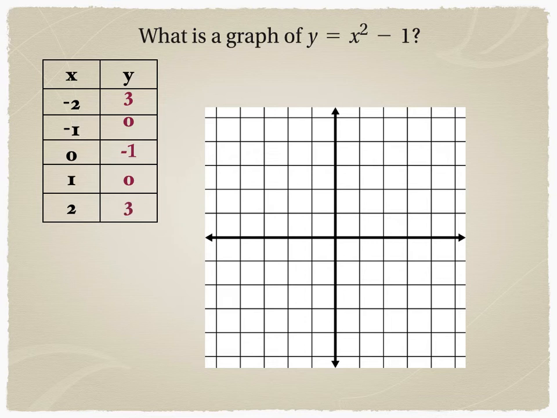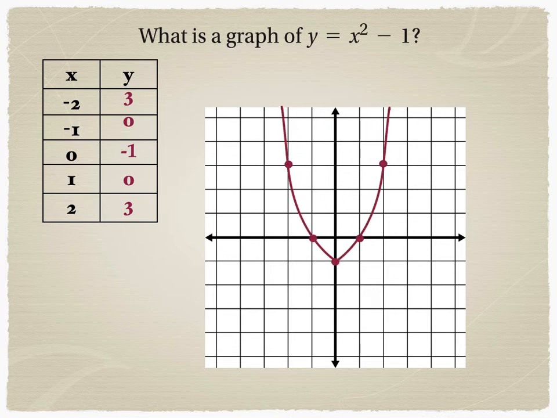Go ahead and plot these points. Connect the points in the order that they were in your table. So if you're starting at negative 2, 3, you're going to connect that point to negative 1, 0, and then you're going to connect negative 1, 0 to 0, negative 1, and so on.